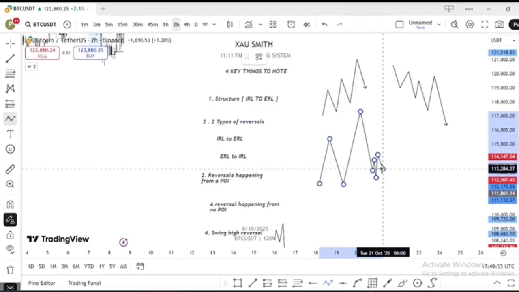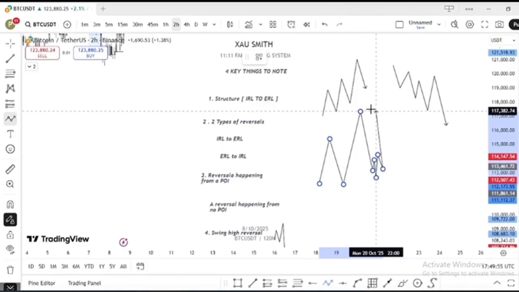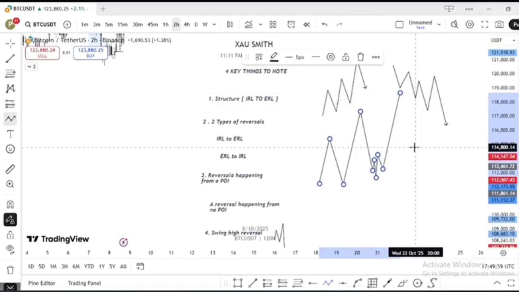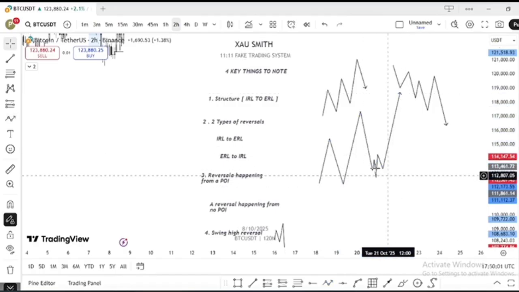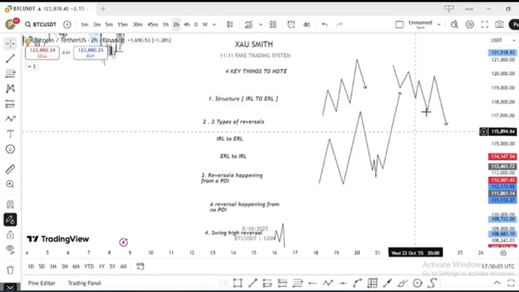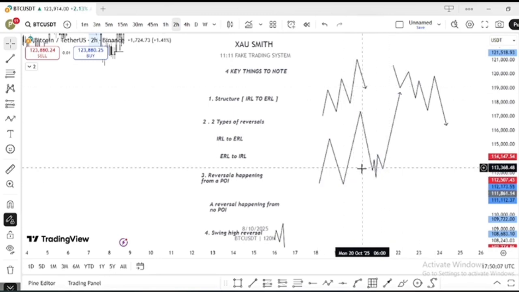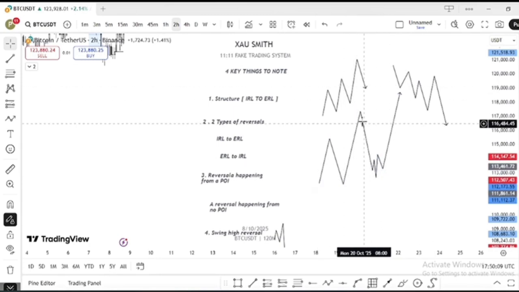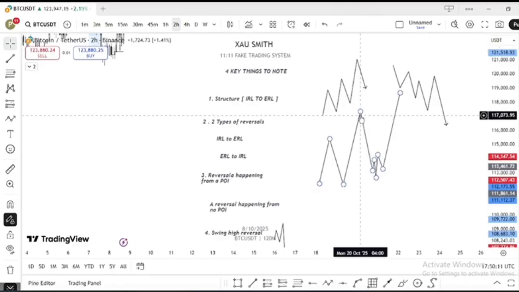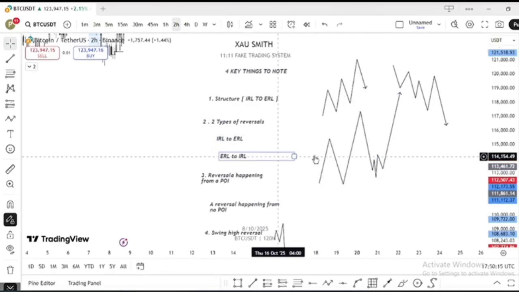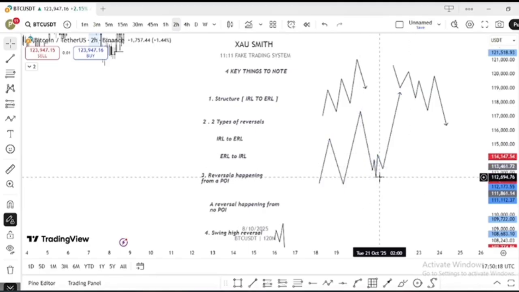So the market is reacting from an internal range liquidity and now targeting the what? External range liquidity. So at this particular time, this is the internal range liquidity to external range liquidity reversal, because the market is reacting from an internal range liquidity and targeting this high, which is an external range liquidity. So in this case, this is the type of reversal that we talk about first.